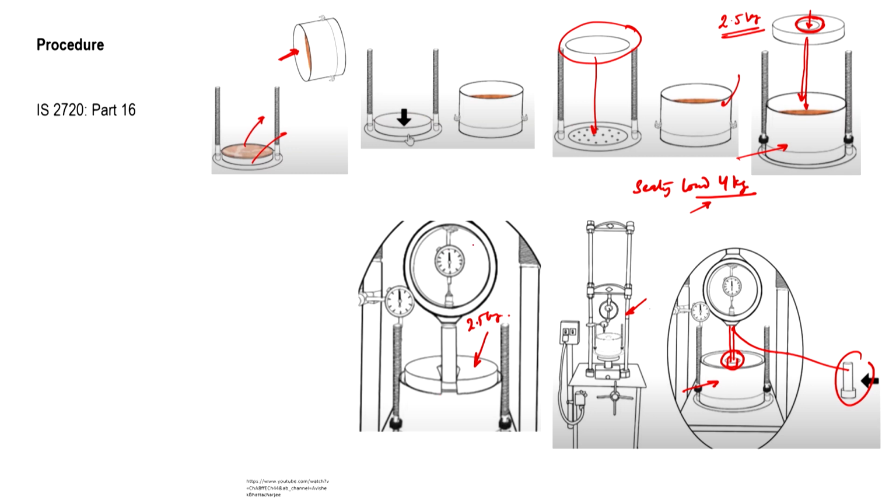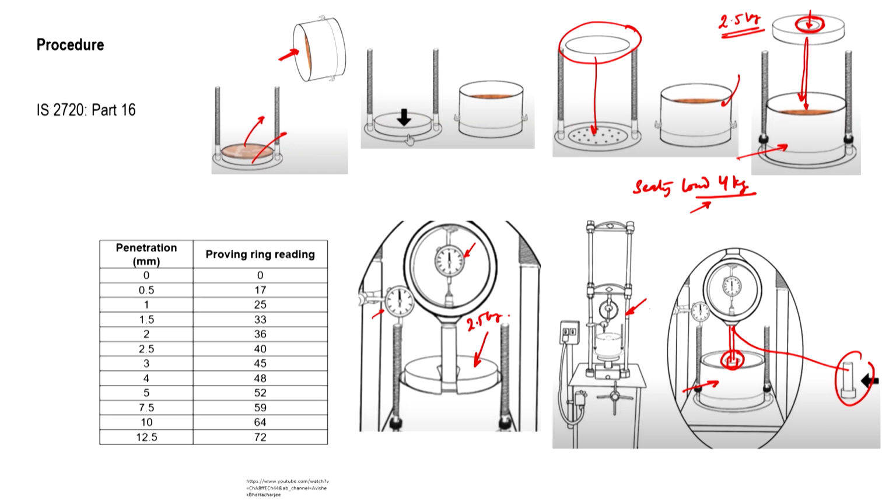Then we will ensure that the dial gauge reading is made 0 before we start the test, and then we will start the CBR test. We will turn on the machine and we will penetrate this sample at a rate of 1.25 mm per minute. And then we will record the proving ring reading at different values of penetration. Remember, we are interested only in 2.5 mm penetration and 5 mm penetration, but still we have to see how the load is varying at different penetration depths.